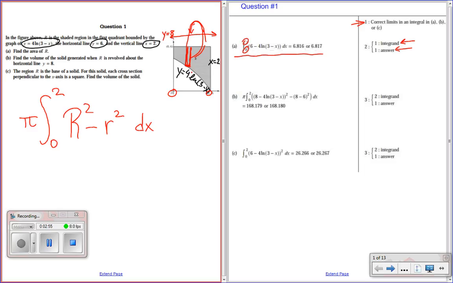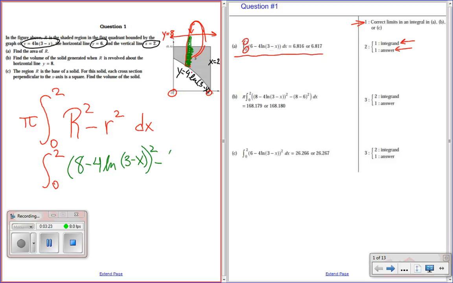Now, what is the big R squared? So we look at the diagram, and the big R squared is the total length from the axis of rotation. Big R squared is going to be upper minus lower. So it's going to be 8 minus 4 natural log of 3 minus x, that whole thing squared.